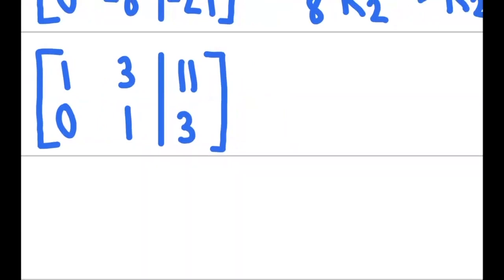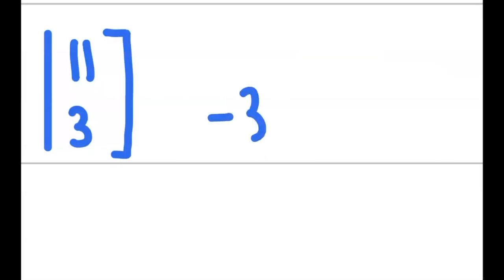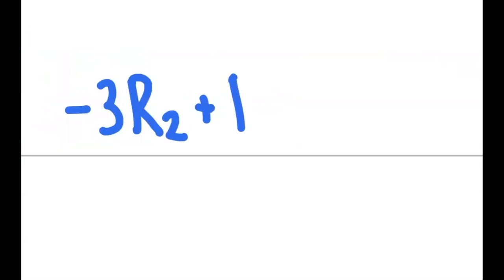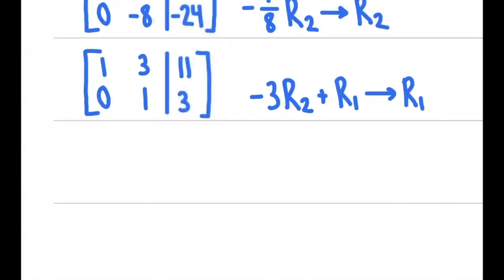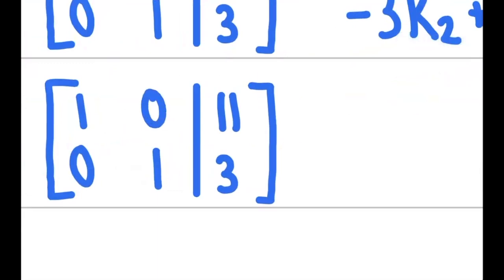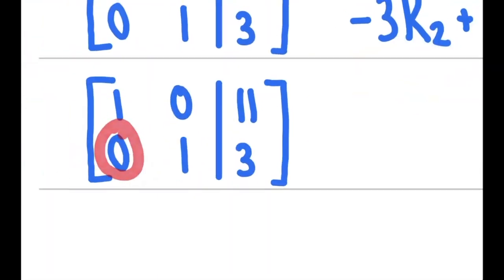That's right. I'm going to do it the other way around. I'm going to say -3 row 2 plus row 1, and that's going to replace row 1. -3 times 1 is -3, and then add it to 3, that becomes 0. By the way, right here, if I do 0 times -3, that's 0, and if I add it, that 1 stays there, which is what we want, which is why I'm doing it in this specific order.